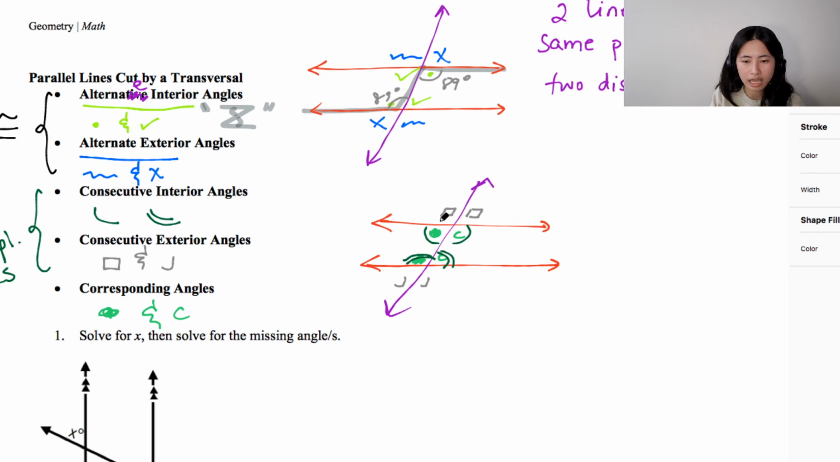And then for corresponding angles, because they're on the same side, you have what you call an F pattern. Okay, let me find. Okay, can you guys see this? So this is the green one.